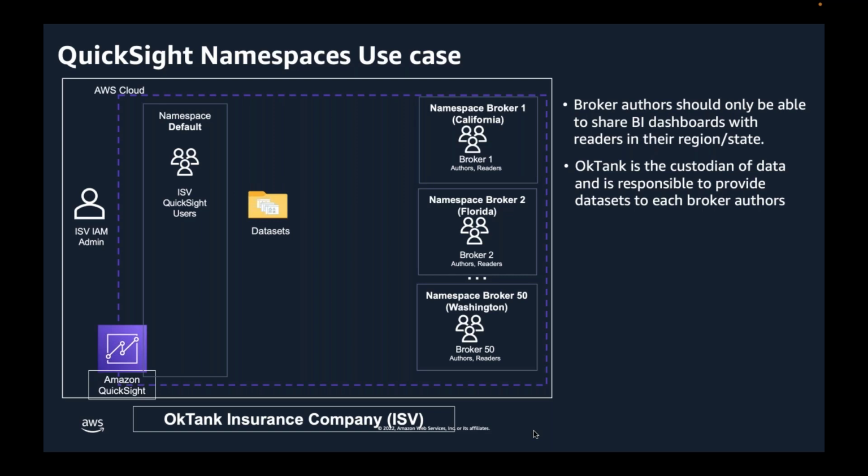Now it will share California data with the California namespace, Florida data with the Florida namespace, and Washington, and so on and so forth. They use RLS, which is outside the scope of this discussion. RLS is row-level security. So they can use such rules to have only California data visible to the namespace of broker one, and then Florida data visible to another namespace, and so on and so forth, right?